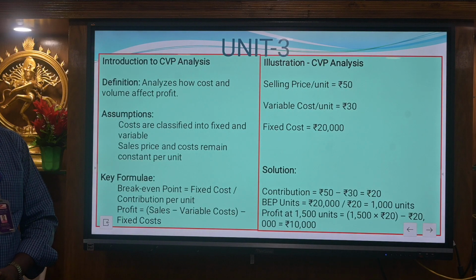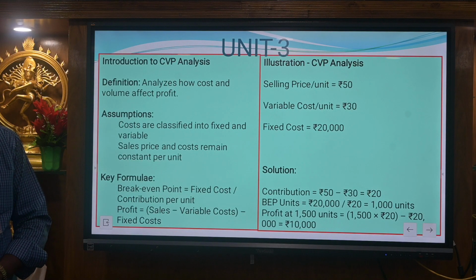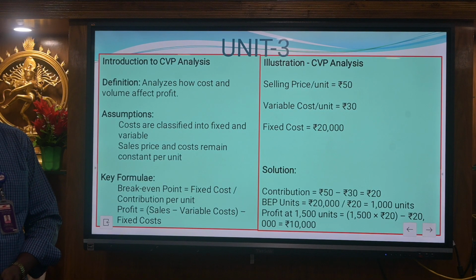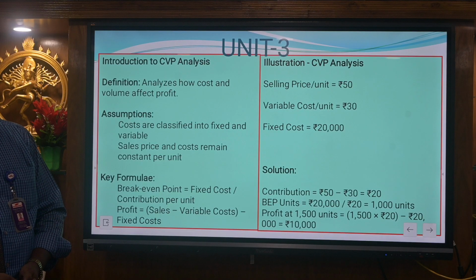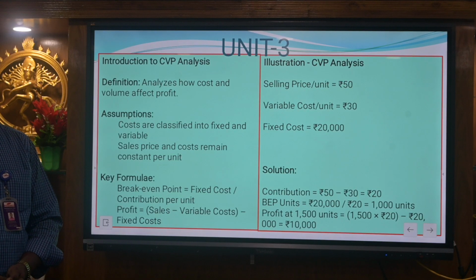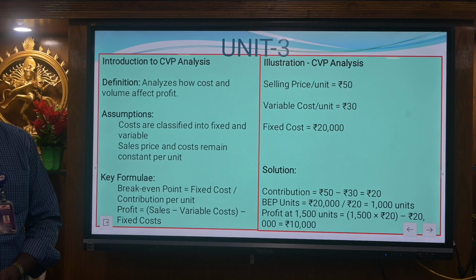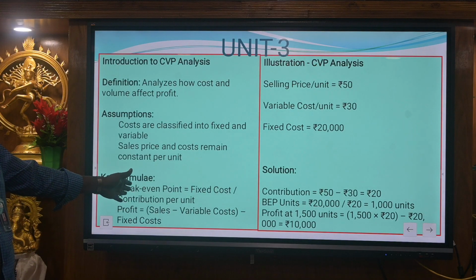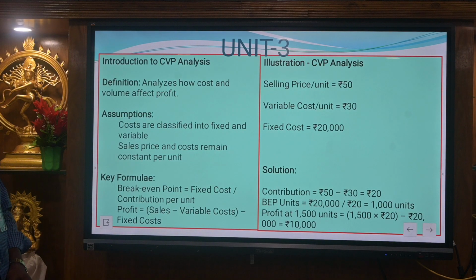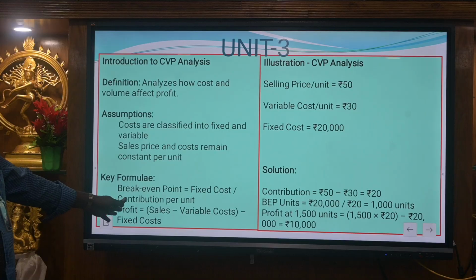Break-even point in units has the formula fixed cost divided by contribution per unit. Here, contribution is the difference between the sales and the variable cost. If you want to find the contribution per unit, you find the selling price per unit minus variable cost per unit. So we have the formula: break-even point equals fixed cost divided by contribution per unit.